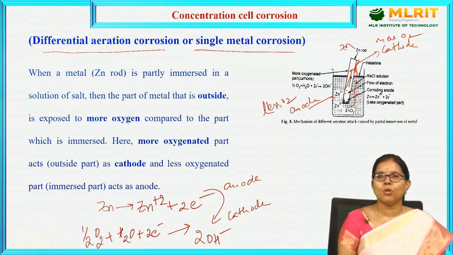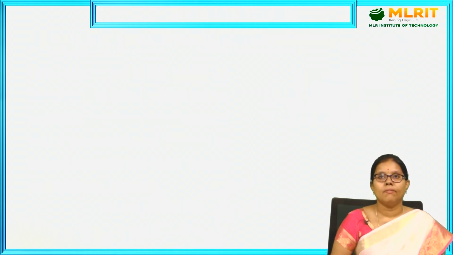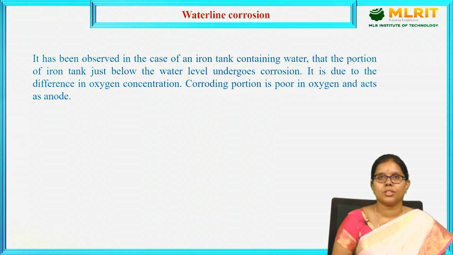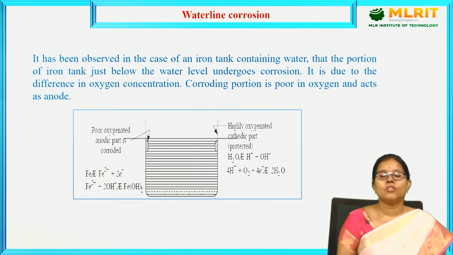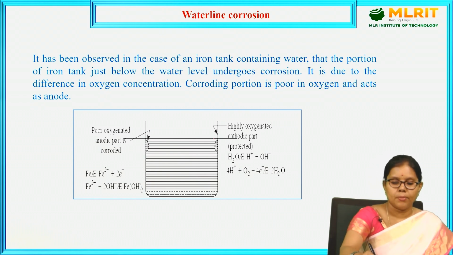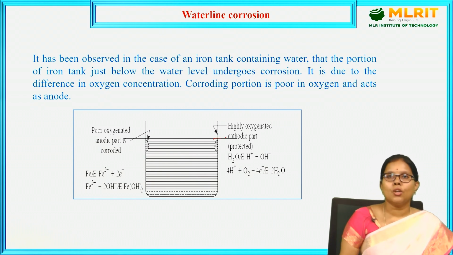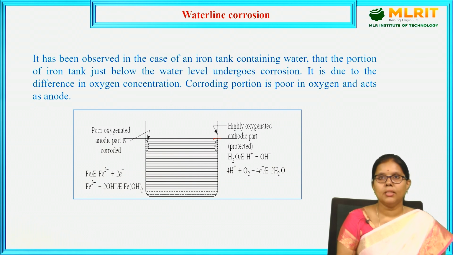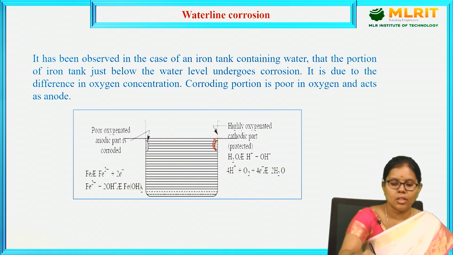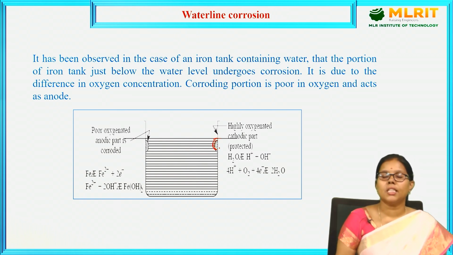Let us take one more example, waterline corrosion, which is also called concentration cell corrosion. This is another example of waterline corrosion. If you see this picture, a tank has water up to this level. If you leave the water for a long time in this tank, you can notice corrosion just beneath the water level. Just beneath the water level, you can see the differential aeration corrosion.